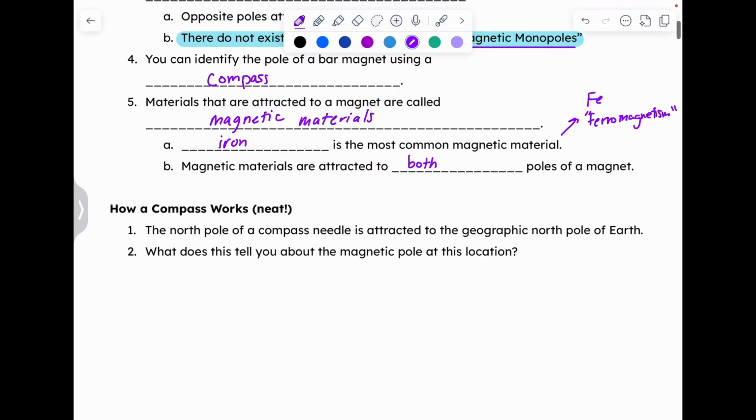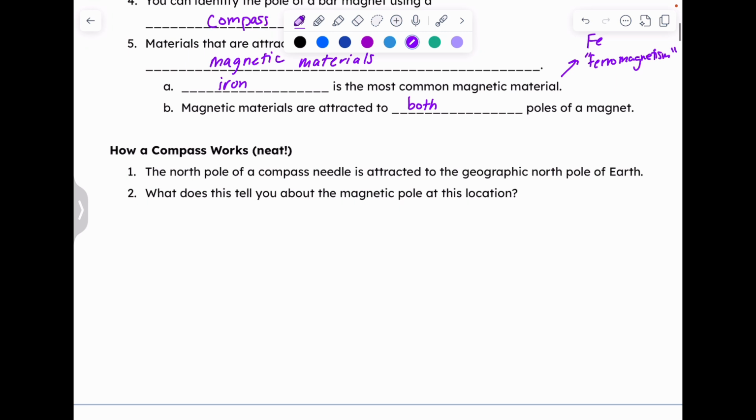Let's talk about how a compass works, because a compass itself is actually just a tiny little magnet that's allowed to rotate. So the north pole of a compass needle is actually attracted to the geographic north pole of Earth. If the north pole of the magnet is attracted to the north geographic pole, what that means is that geographic north is magnetic south. So magnetic direction and geographic direction are kind of opposite.